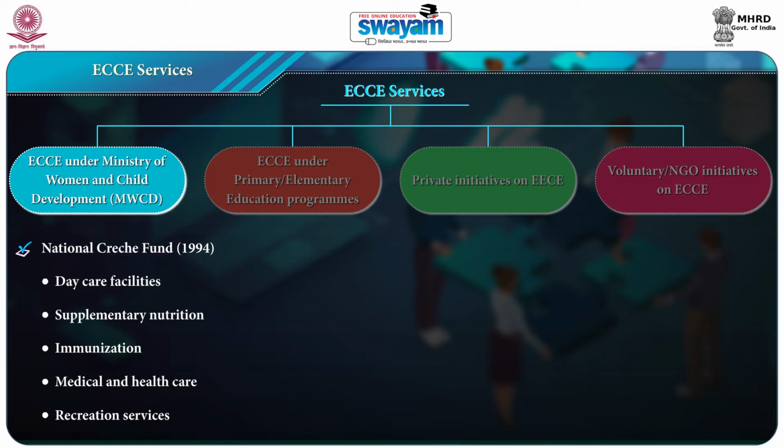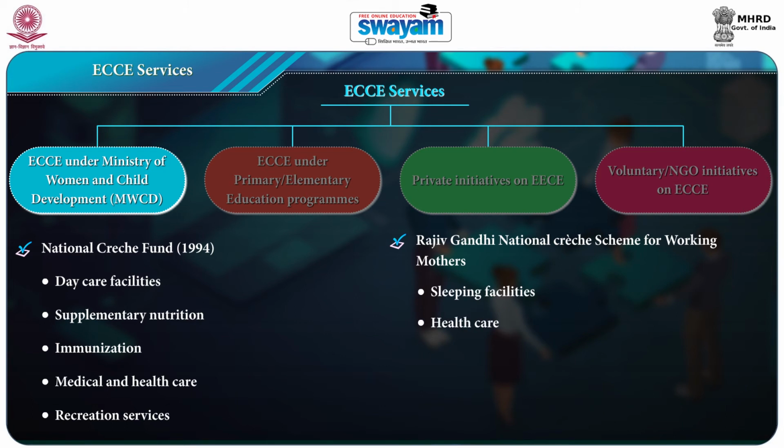As the need of the community still prevailed, the third and the fourth initiatives of the government were merged together and evolved as the Rajiv Gandhi National Creche Scheme for Working Mothers. This scheme reached the community at 5 levels, such as sleeping facilities, healthcare, supplementary nutrition, immunization, and preschool education.